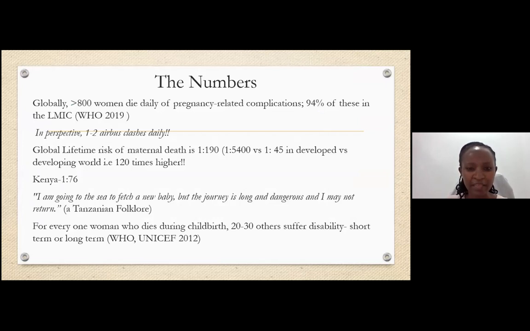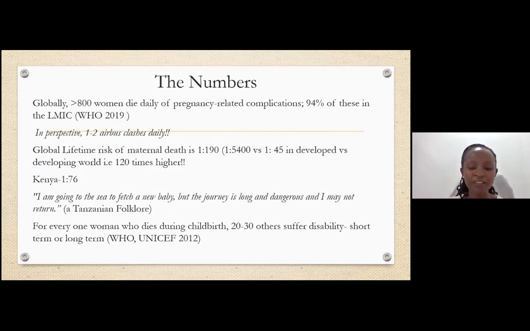So if we look at the numbers globally, about 800 women die daily of pregnancy-related complications. And virtually most of these women, 94%, are in the low middle income countries. So if we are to put this into perspective, 800, it's almost the size of an Airbus. That's the largest airplane. So you can imagine if we were to crash an Airbus daily, that's a global disaster. That's what maternal deaths are.